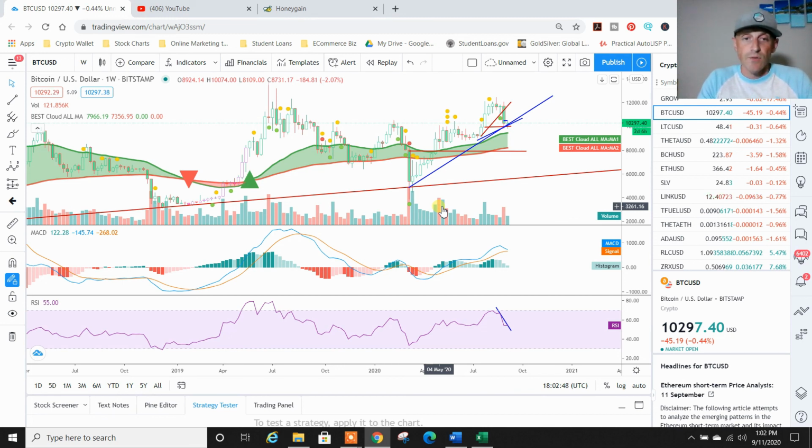So those are just a few tips for you. That's kind of my take on long-term versus short-term, investing versus day trading.